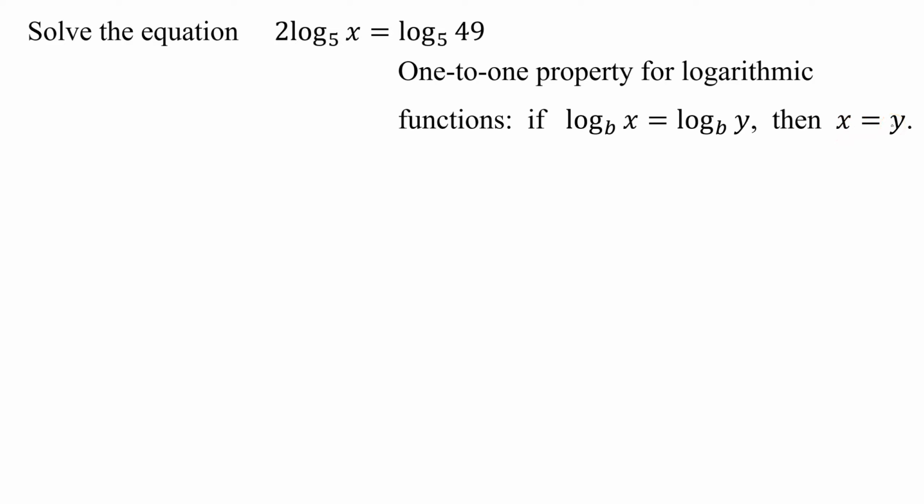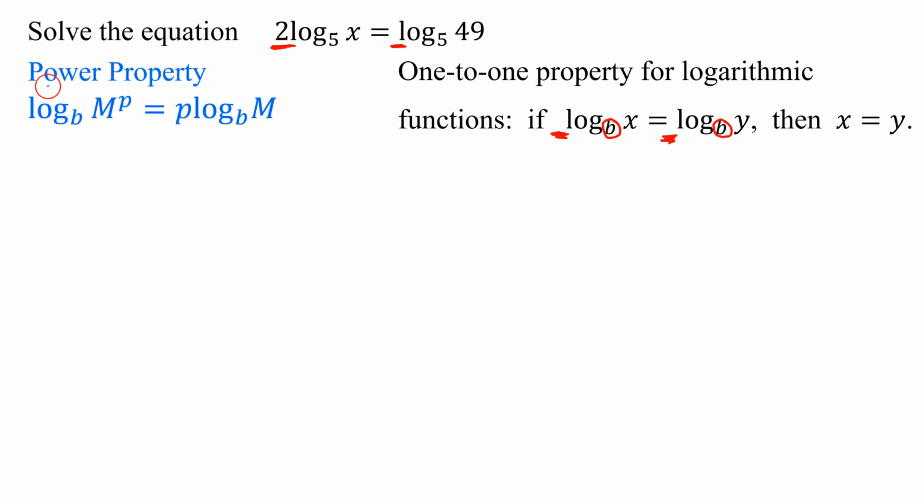To be able to use this property, the first thing is the base of the logs have to be the same. Is that the case up here? Yes, they're both base 5. And then the coefficient of each logarithmic term must be a 1. Is that the case here? No, I have this 2 in front of my first logarithm. The one on the right has a coefficient of 1, but not the one on the left. So I'm going to have to deal with this 2.